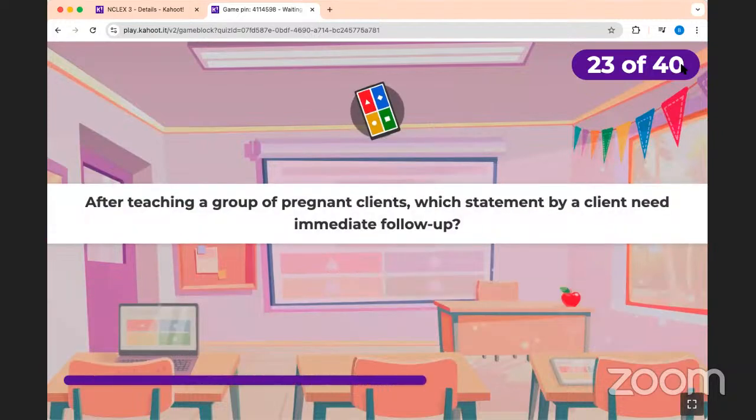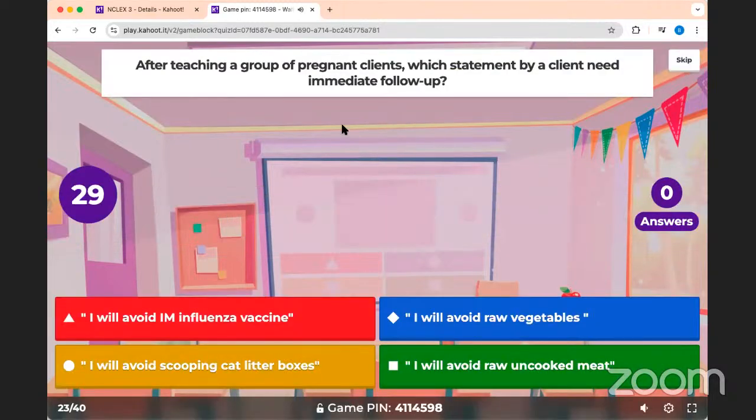After teaching a group of pregnant clients, which statement by the client needs immediate follow-up? I will avoid the IM influenza vaccine. I will avoid scooping cat litter boxes. We've seen this question, but I changed it. I will avoid raw vegetables. I will avoid raw uncooked meat. Which situation does the pregnant lady need immediate follow-up on?